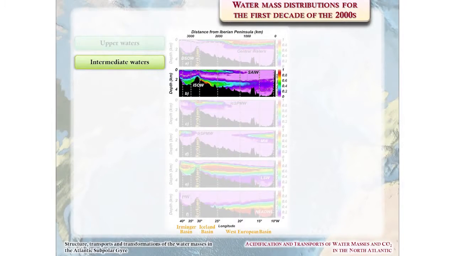The Mediterranean water presents its main core at about 1,200 meter depth off the shelf of the Iberian Basin, from where it extends westwards, and its westwards extension could be linked to its transport by Meddies and by the Azores countercurrent.